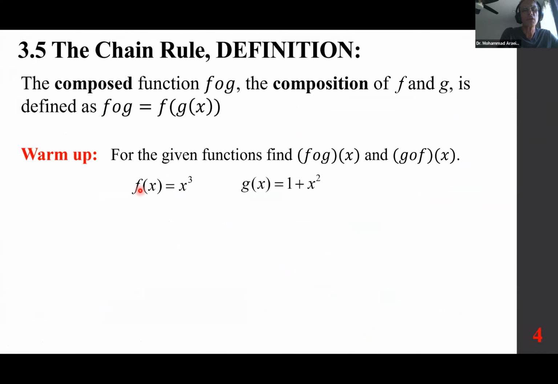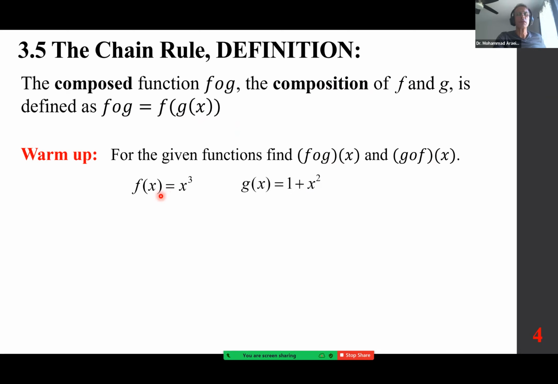When we have the functions f of x and g of x, the composition of f and g is defined as f of g of x. So when we write f o g, that means f of g of x, a composite function. We are given f of x equals x cubed, g of x equals 1 plus x squared, and we want to find f of g as well as g of f.